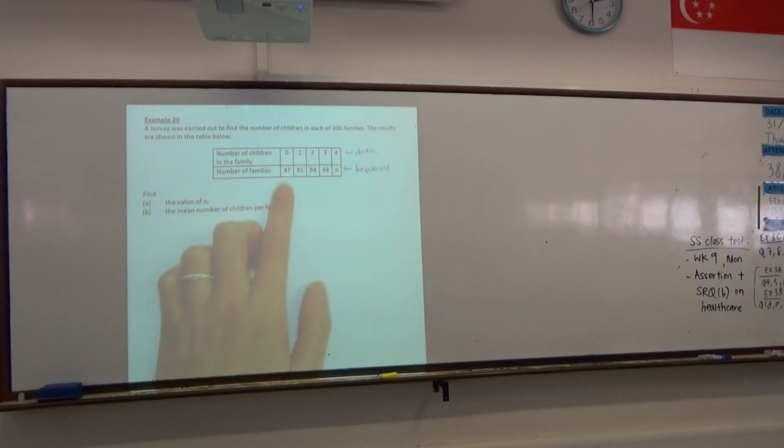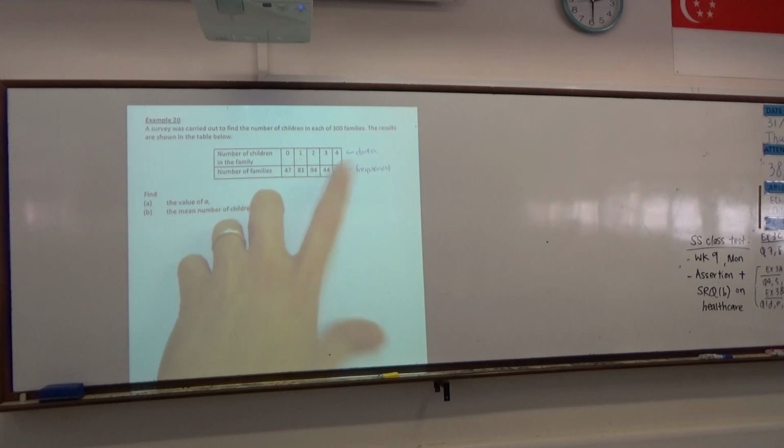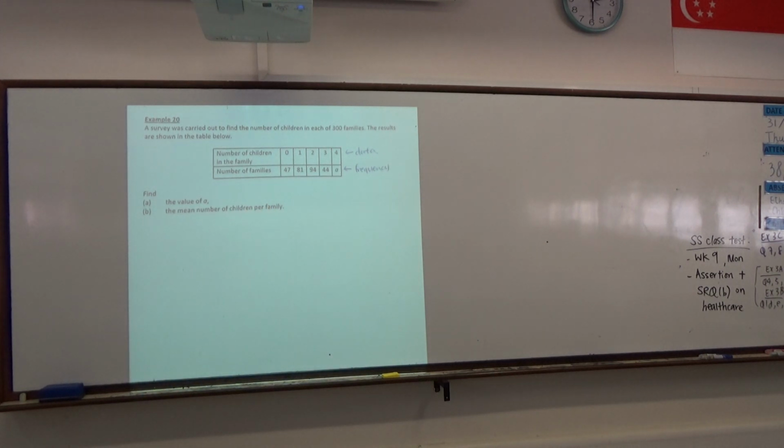So there are 47 families that have 0 children, 81 families with 1, and so on. In order for us to find the value of A, what is the total number of families that we are talking about? 300, right? So to find A, just take 300 minus everything else, and that will give you 34.